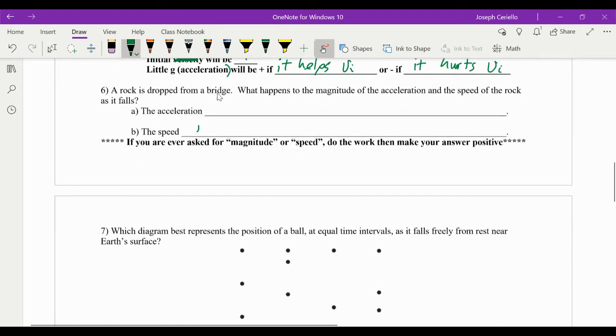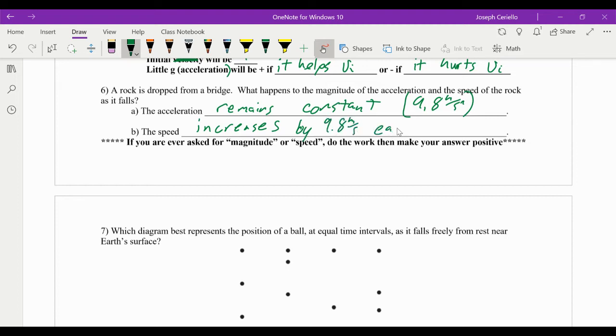So this question says a rock is dropped from a bridge. What happens to the magnitude of the acceleration and speed of the rock as it falls? So the acceleration remains constant, and the speed increases. Now, when we say magnitude, we mean the size of the number. Don't worry about positive or negative. So the acceleration is constant. What's that number? 9.8 meters per second squared. And the speed increases by 9.8 meters per second each second.